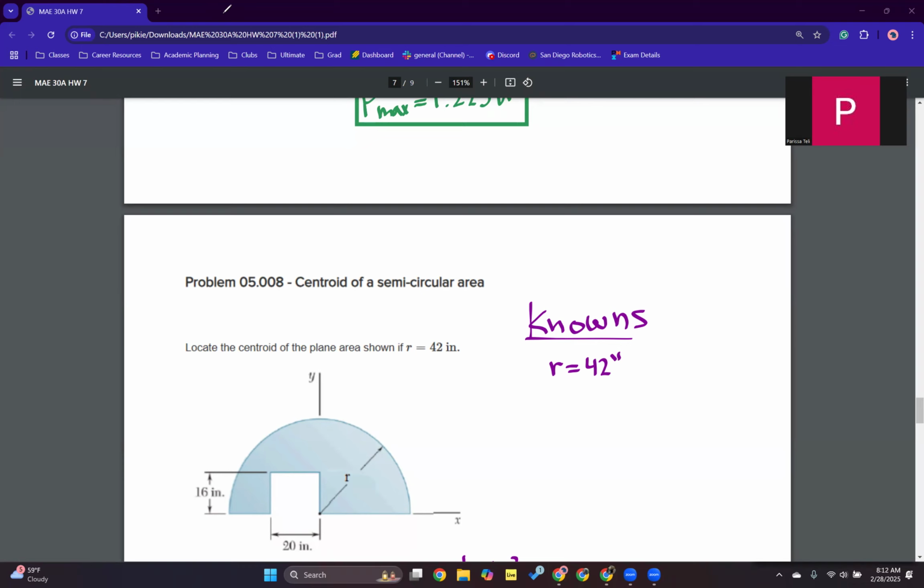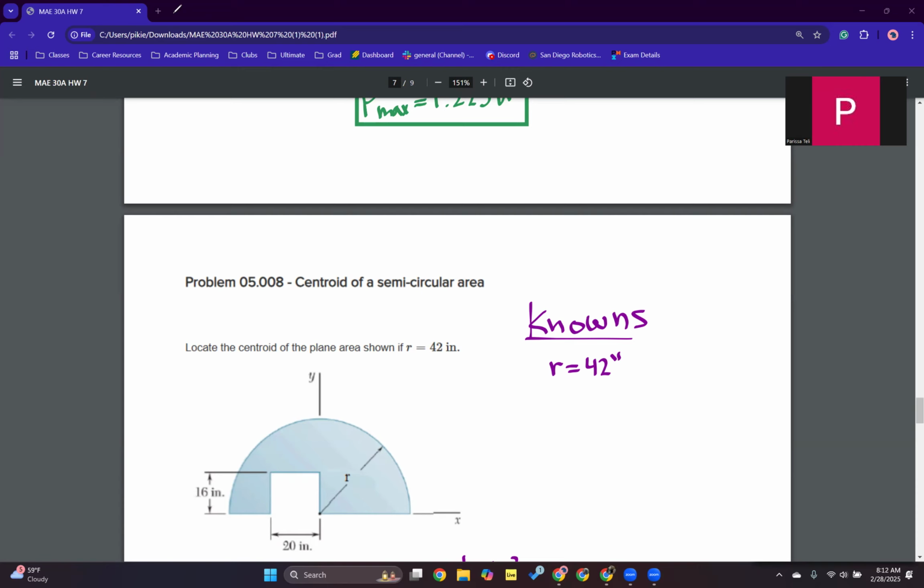In the problem here, we can see that there is a semicircular area of radius r, and then there is a small rectangular cutout that is 16 by 20 inches. And we're trying to figure out what the centroid of the plane is.